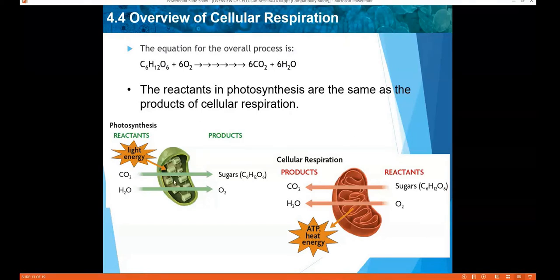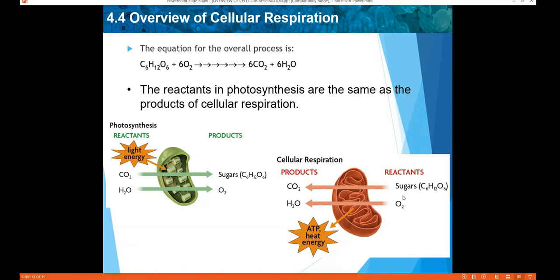It happens in the chloroplast. Okay, whereas coming to cellular respiration, the products are carbon dioxide and water which are released, whereas the reactants are the sugars and the oxygen. So these sugars we can either get from the plants which we eat, or from any food which we eat, any animal or plant food.